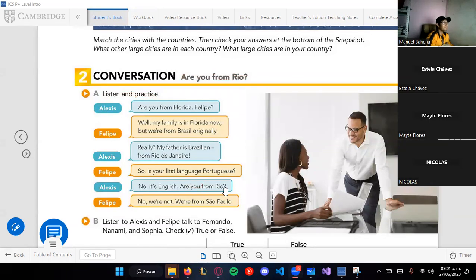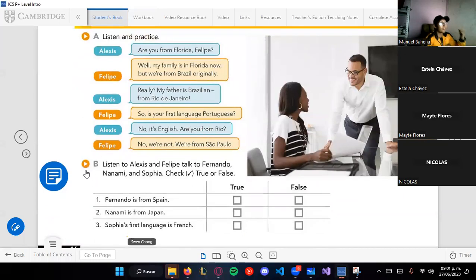Perfect. All good? ¿Todo bien? Yes, teacher. Excellent. Now we're going to listen to Alexis and Felipe talk to Fernando, Nanami, and Sofia. There are three more people. And we're going to check true or false. What are we going to do then? Verdadero o falso. Vamos a poner una palomita si es verdadero o falso. Excellent. Sí, muy bien. ¿Vale? ¿Todo claro? All good?